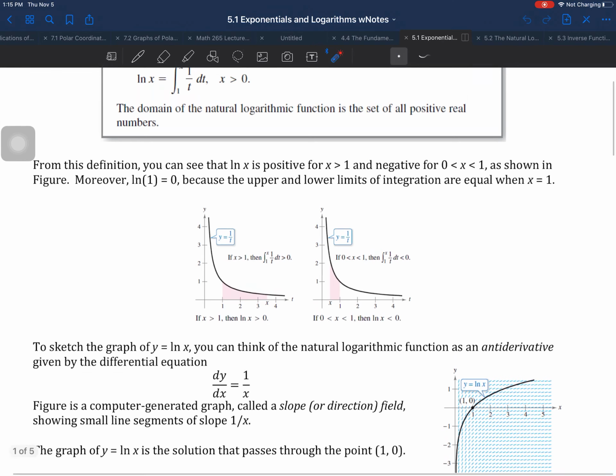From this definition, you can see that the natural log of 1 is equal to 0. Natural log of 1, when x is 1, the outcome is 0, because the upper and lower limits of the integration are equal when x equals 1.